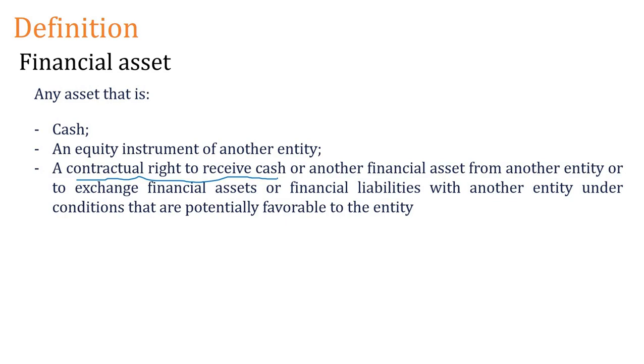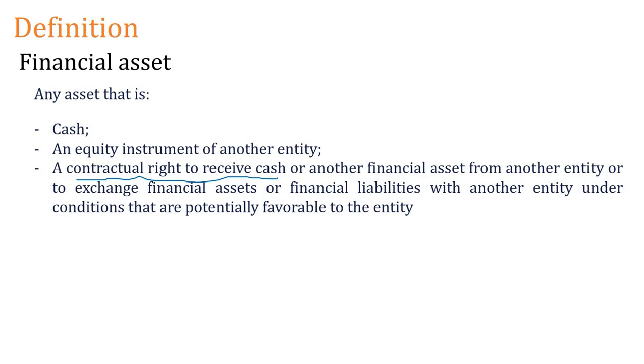Credit basis in the sense, from the company's point of view, it is a debtor, a trade receivable balance. So I have an obligation to pay, where from the other entity's point of view, they have a contractual right to receive cash for whatever things they sold. Understood? So there should be a contractual right to receive cash or another financial asset.